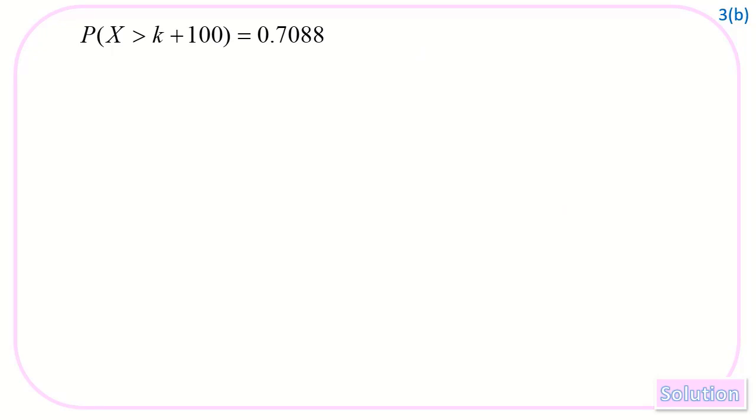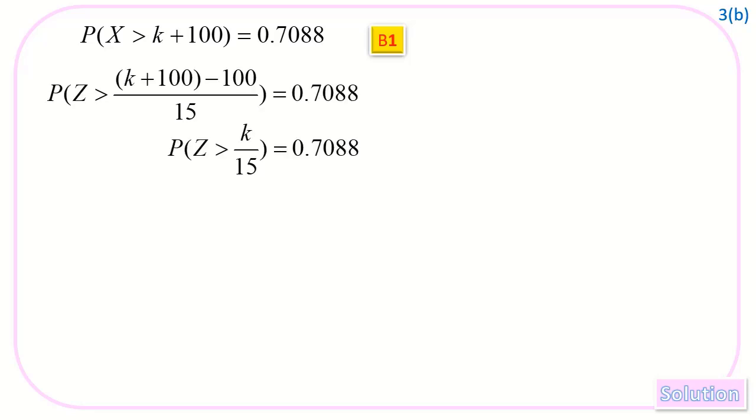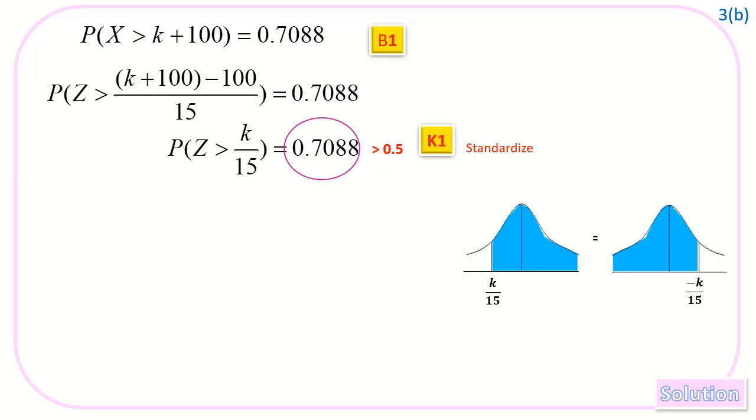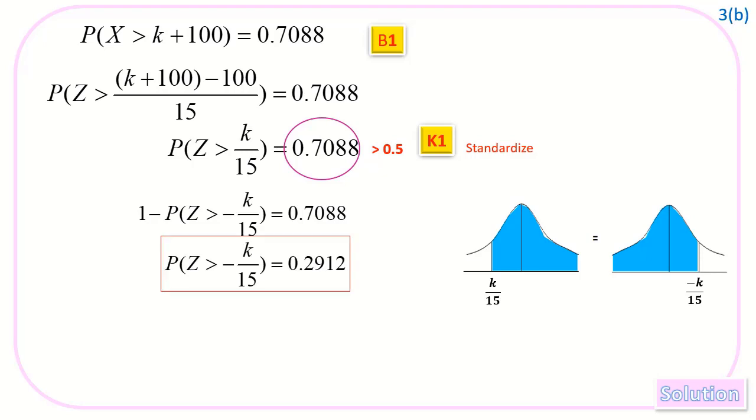For question 3b, we give B1 mark for the statement probability of X greater than k plus 100 equal to 0.7088 correctly. After that we do the standardization, so we give you A1 mark for standardization. Since the area is greater than 0.5, we use the reflection concept, so we have to use 1 minus probability of Z greater than minus k over 15.